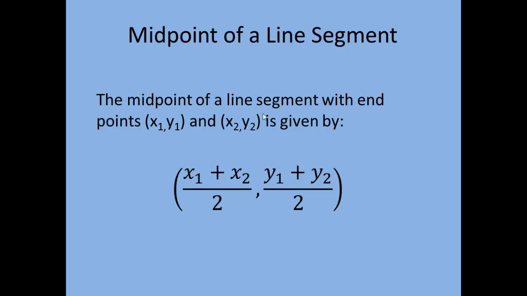So when I say a line segment, I mean that there's 2 points at the end of a line that connects them, but it's not a line that goes on forever. So these are the endpoints. When I say x1, y1, x2, y2, those are the points that we're referring to.